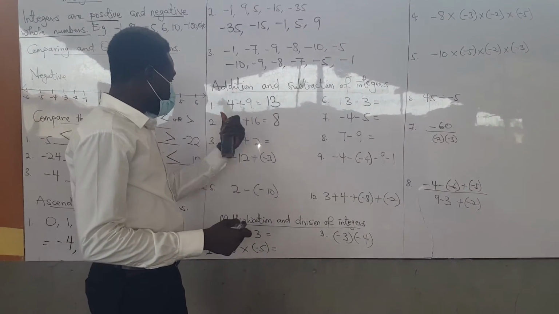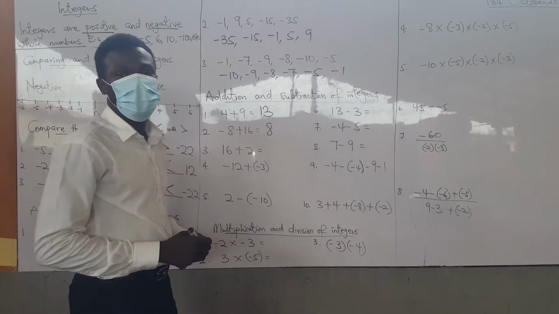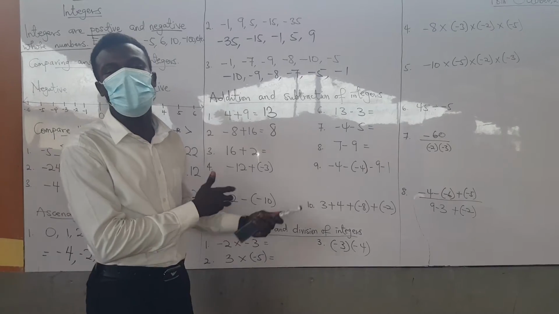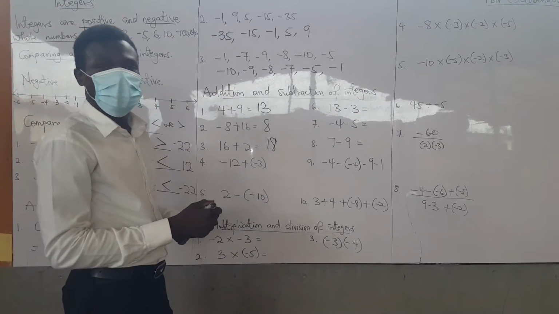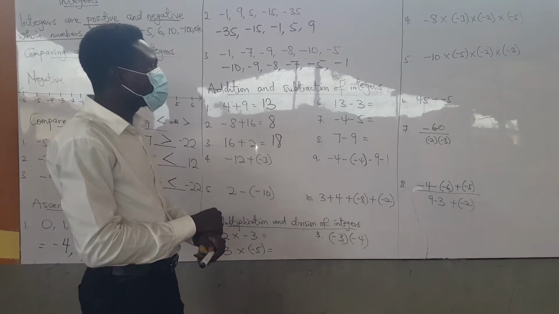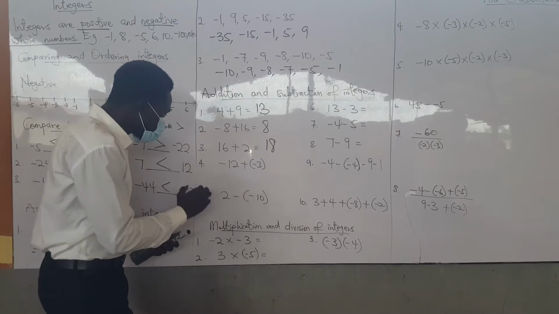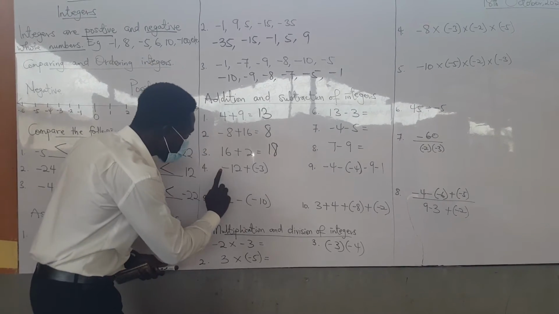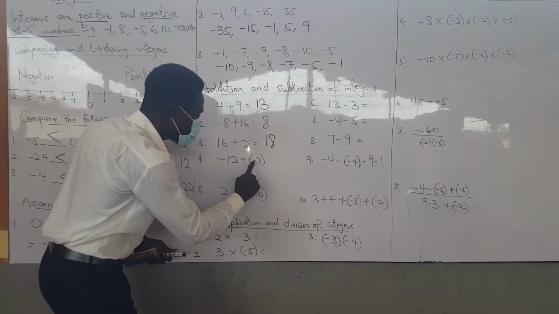Number 3. 16 plus 2. Sorry, 16 plus 2 is what? 16, add 2 to it. And that's going to give us 18. So with the addition and subtraction of integers, I think it is very, very easy for us to do that. Now, when you come to number 4, you have negative 12 plus negative 3.